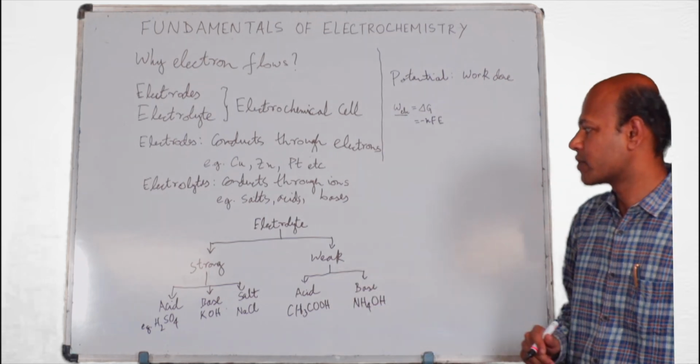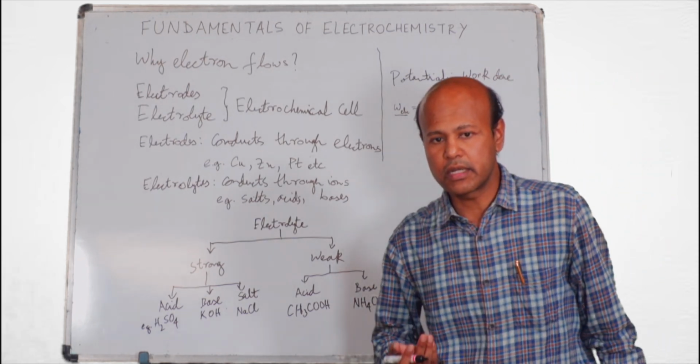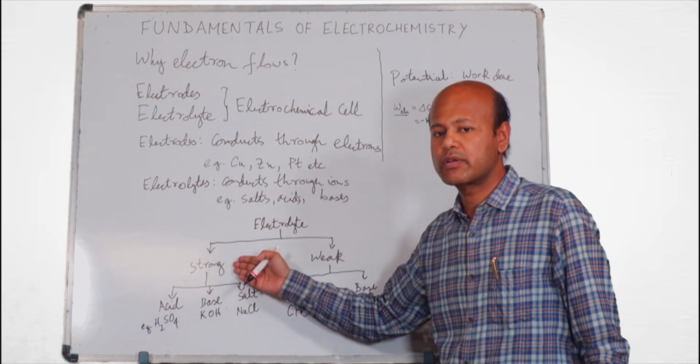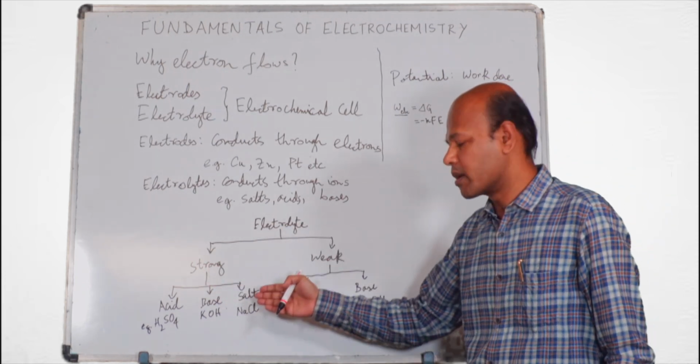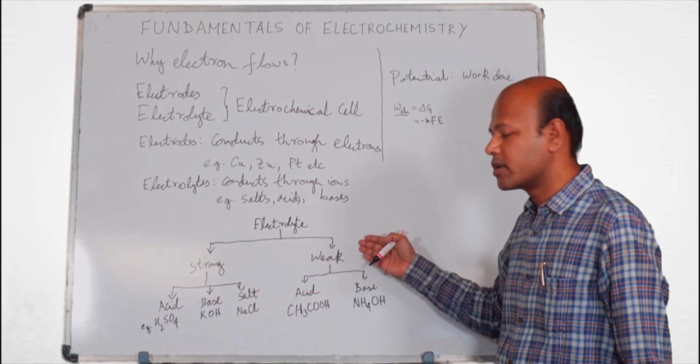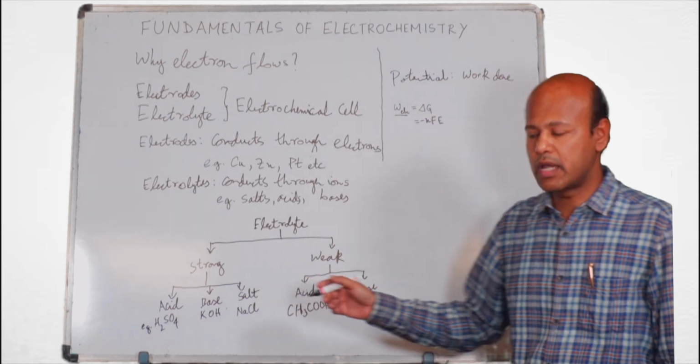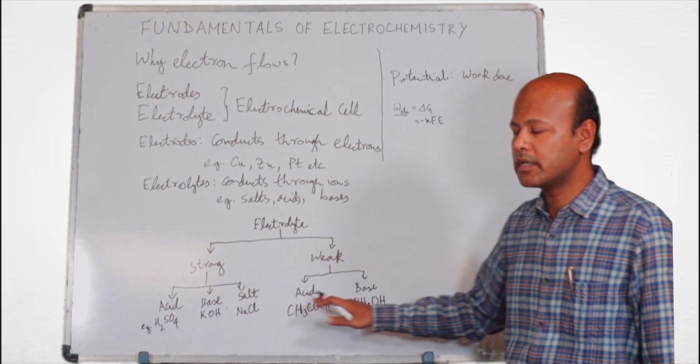So electrolytes are ionic conductors, and we have strong and weak electrolytes. In strong electrolytes, we have strong acids, strong bases, and salts, and in weak electrolytes, we have weak acids and weak bases. So I hope these examples are clear.